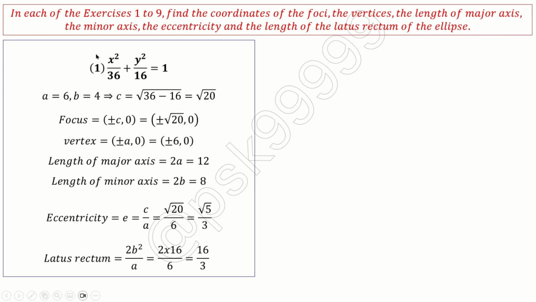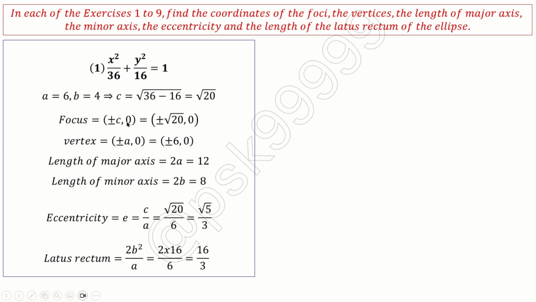The first one has only this information: x square by 36 plus y square by 16 equal to 1. From this we know the major axis is on the x-axis because 36 is greater than 16. So a equal to 6, b equal to 4, and c is square root of a square minus b square, which is square root of 20. So the foci are at plus or minus c comma 0, that's plus or minus root 20 comma 0. The important thing is that the denominator below x square is the greater one, which means the major axis is on the x-axis, so it becomes plus or minus c comma 0.